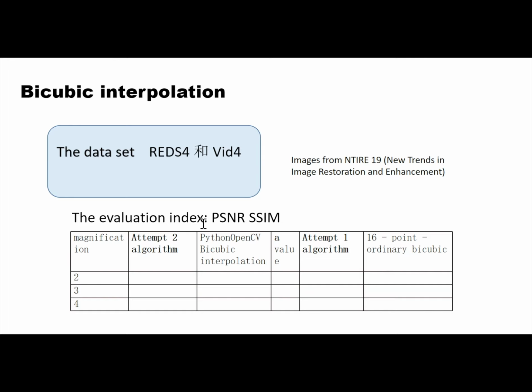The result we get in the preliminary experiment is that the score of the 9-point bicubic interpolation algorithm in PSNR is not as good as the 16-point one, but the SSIM value is improved and the visual effect is better. We are coding and doing more experiments.